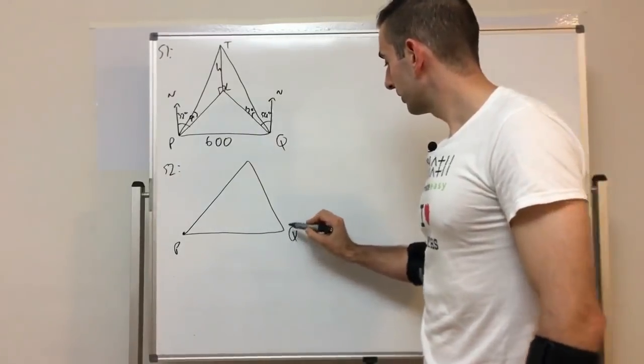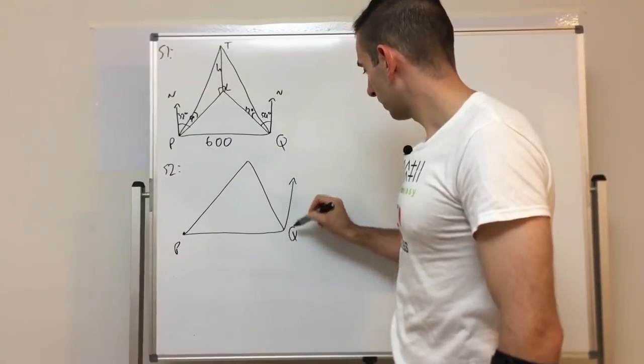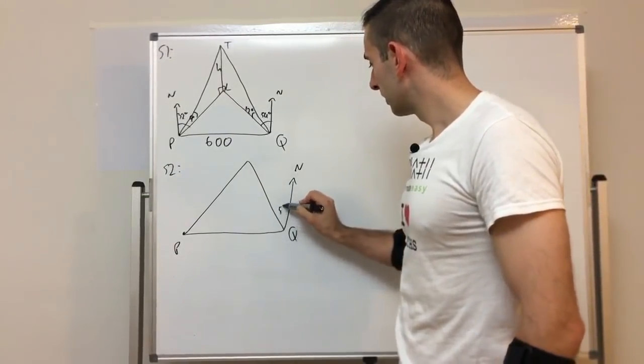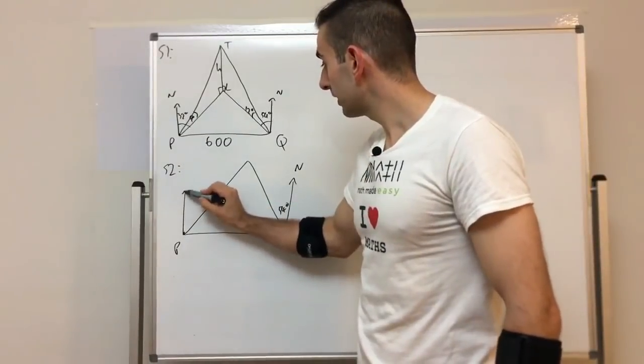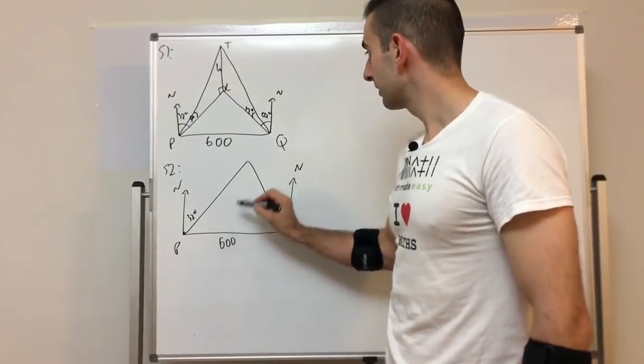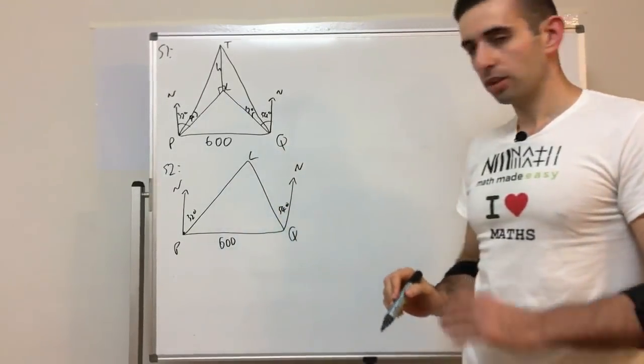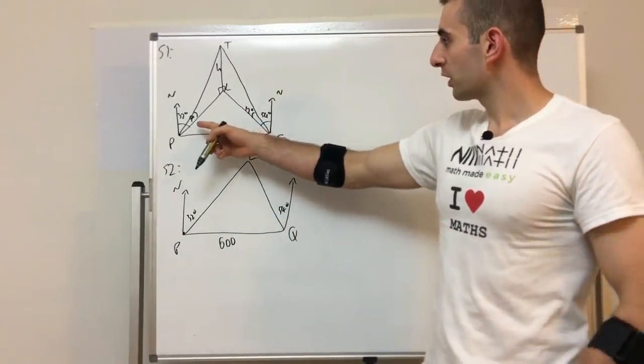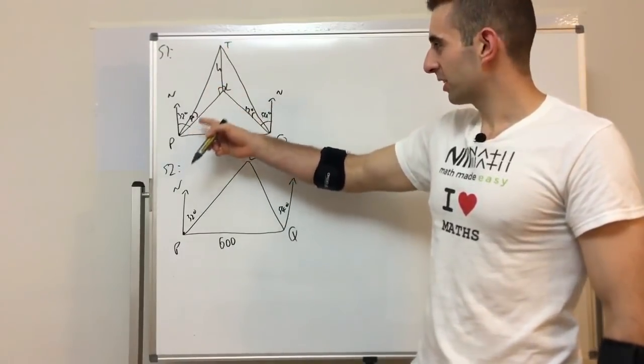P, Q. Then don't forget we've got these north lines. 54 degrees and north here. 32 degrees, that's 600, and that's L. So that's that base diagram. Then we've got these 2 triangles here with the angles of elevation.